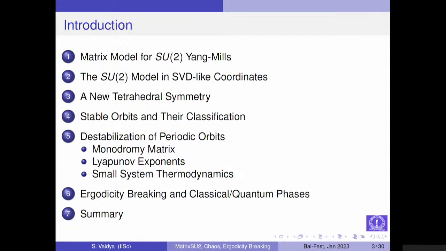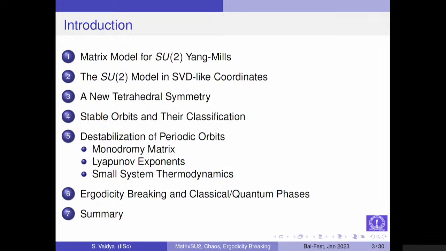And as you increase the nonlinearity, because this is fundamentally a nonlinear classical system, these orbits destabilize, and they destabilize in a most interesting way. So I will use 3 tools to study the destabilization. One is called the monodromy matrix, which I'll tell you a little bit about in case not all of us know about it. I found out about the monodromy matrix only a few months ago.